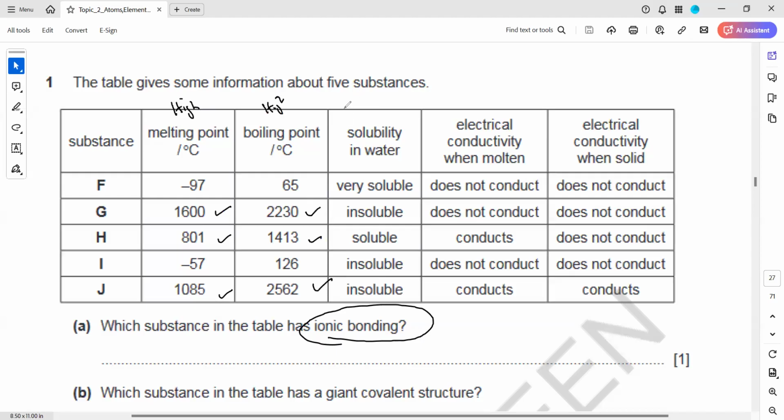Solubility in water, most of the ionic compounds are water soluble. Then conduct electricity in molten, melted state, yes, it does conduct. But does it conduct in solid? No. Why can ionic compounds not conduct electricity in a solid state? Because ions are not free to move. Ions can only vibrate, but they cannot move from one place to another. So which substance has ionic bonding? So H. Is it clear? Yes.